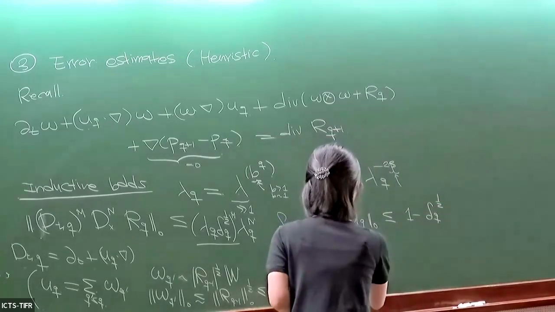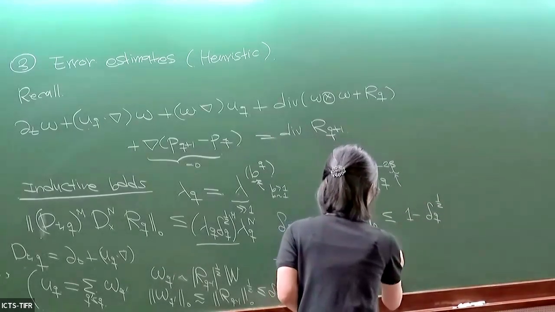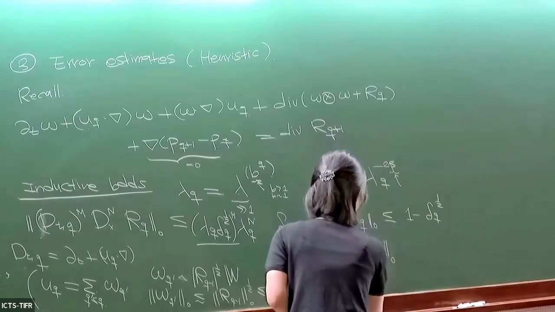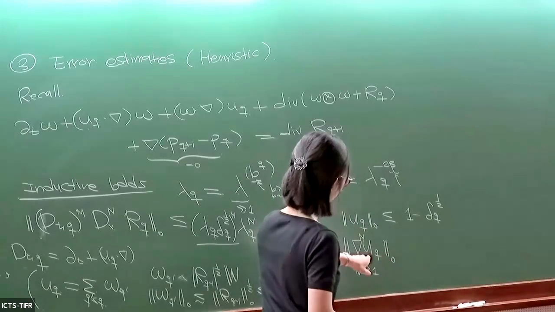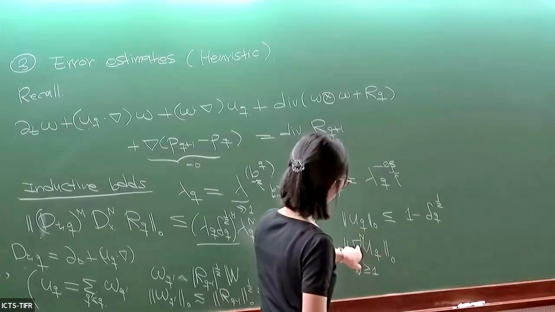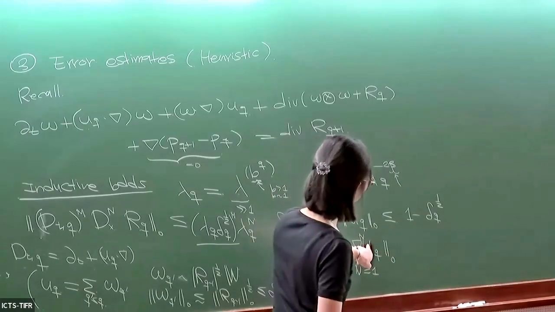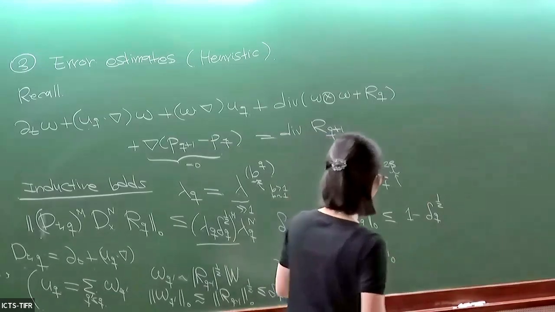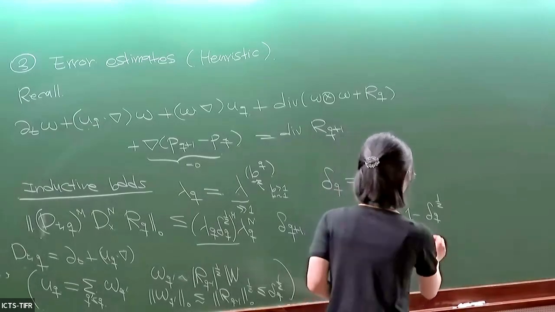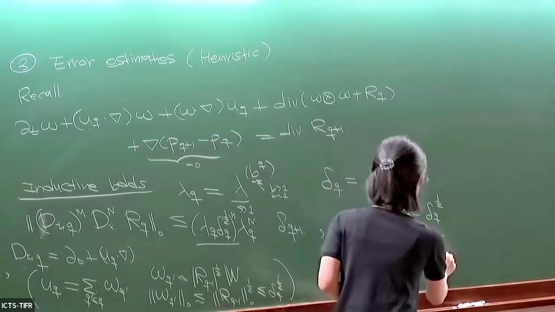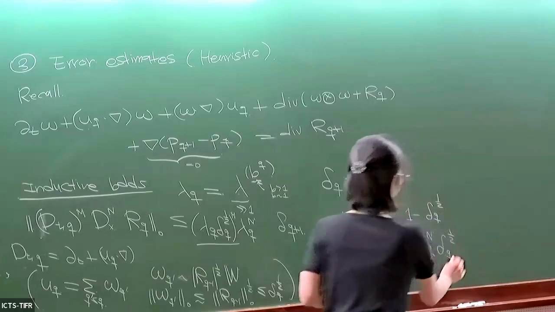On the other hand, once you have derivatives for n greater than 1, then the nth derivative of WQ will dominate, and their size is essentially lambda Q to the power n and delta Q 1/2.